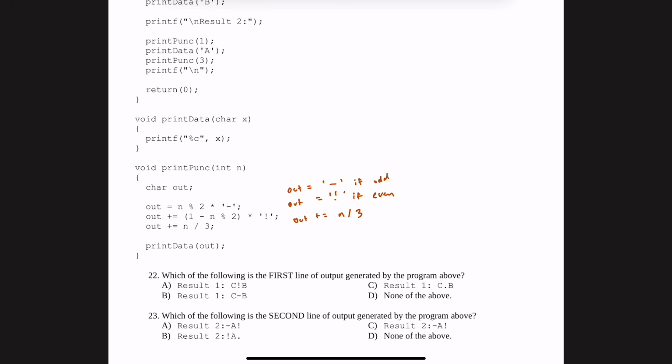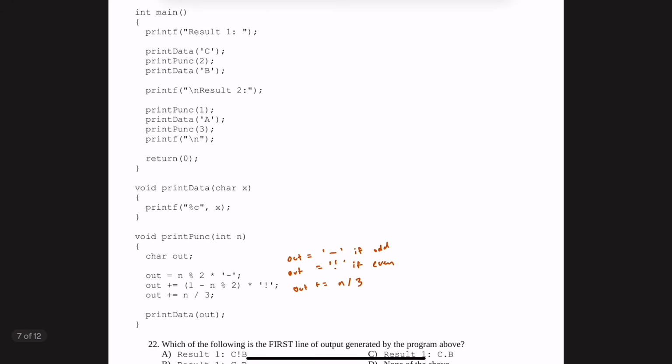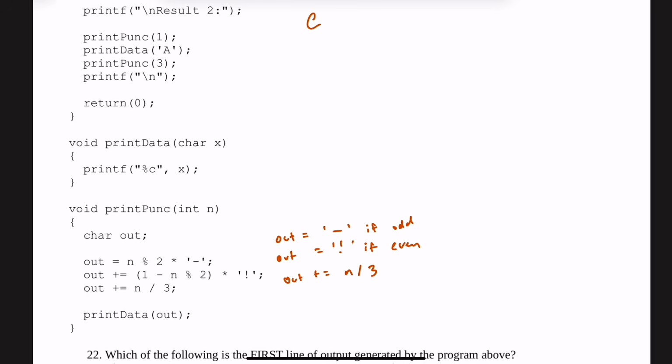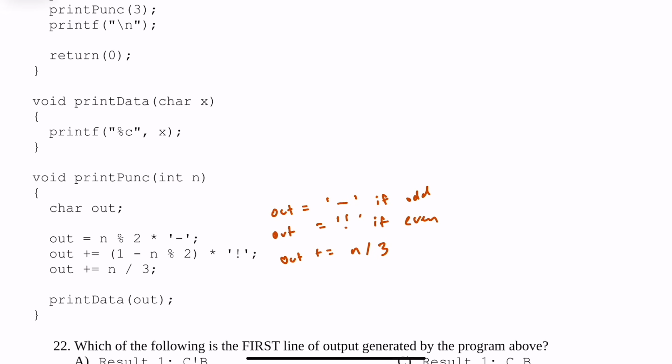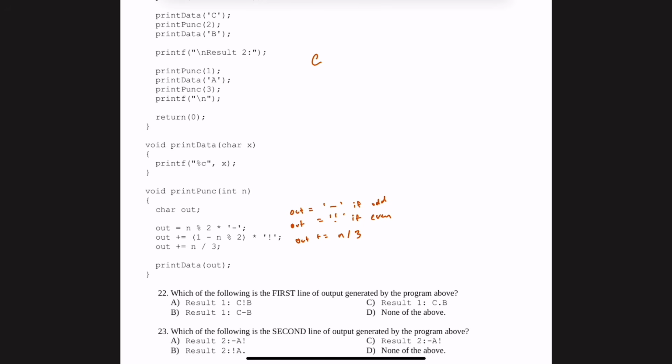Jumping into our actual code, we can see that first we print out C, then we're going to print punctuation for 2. Well, let's look at our choices. 2 is even, so exclamation point, and then out plus equals 2 divided by 3, integer division. It's going to be plus equals 0. So we're going to print out an exclamation point.